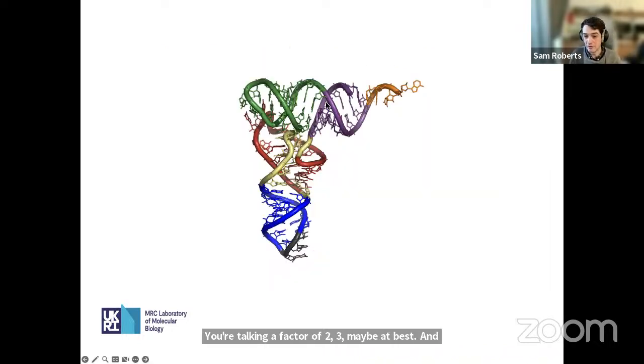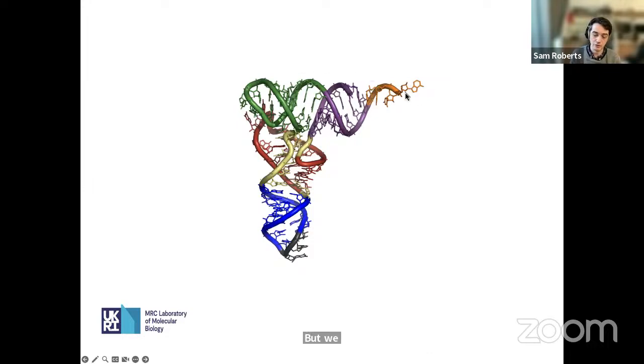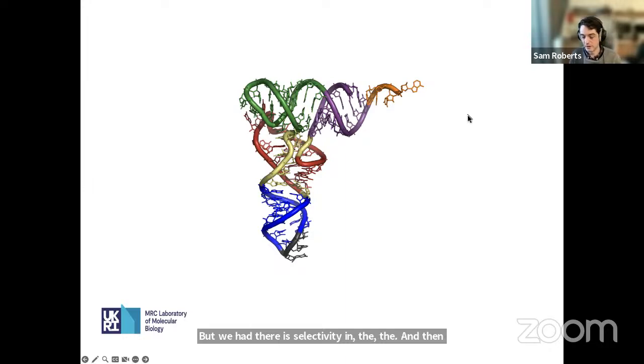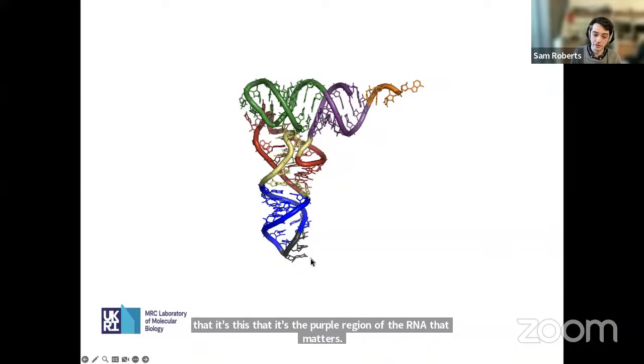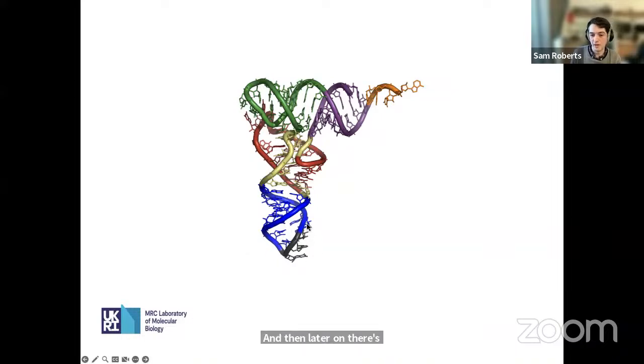But there is selectivity in the aminoacyl transfer, and then the nascent aminoacyl synthetases pick up on this selectivity and amplify it, and they pick up that it's the purple region of the RNA that matters. And then later on, there's a transition to also recognizing other bits of the tRNA, including the anticodon, as these enzymes develop.